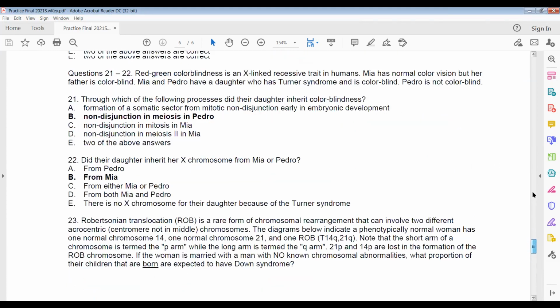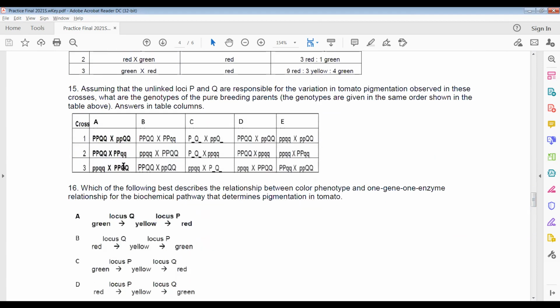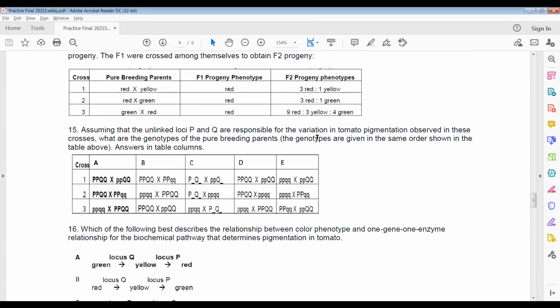I have a question about number 15 and 16. Okay, you mean this one? 15 and 16, yes. Based on this table, let's look at the last one. This gives you the ratio that is associated with the recessive epistatic interaction between 2 genes. So how can we get this ratio? Let me show you.